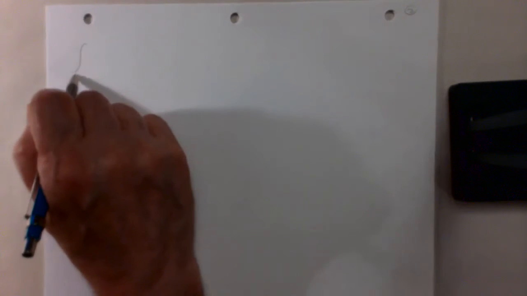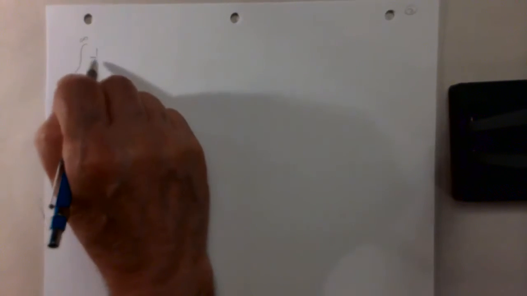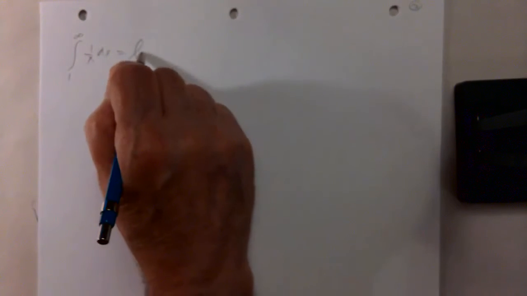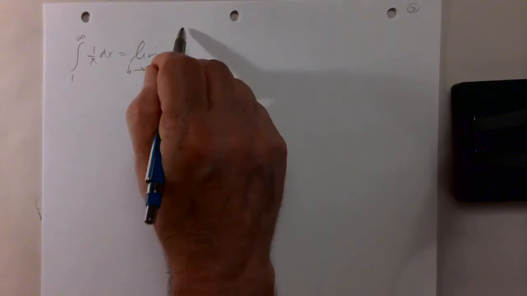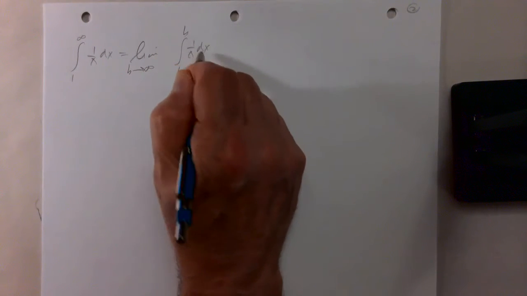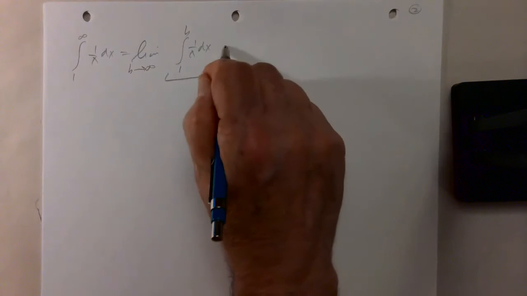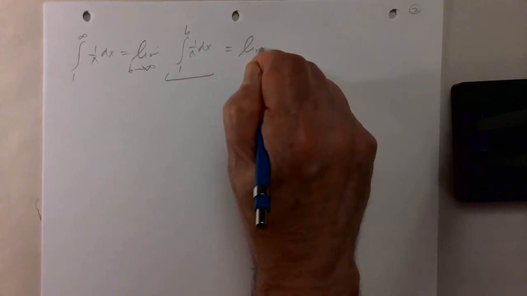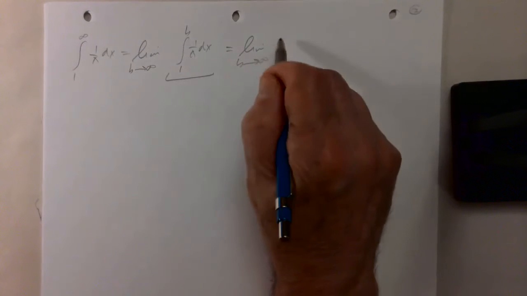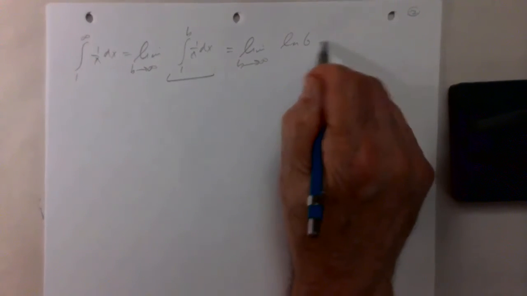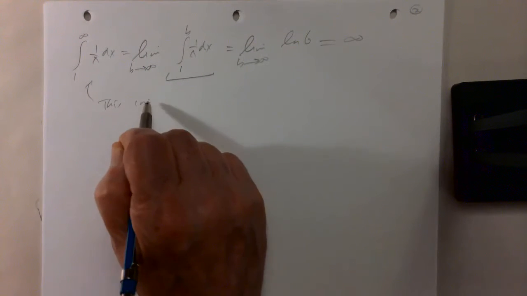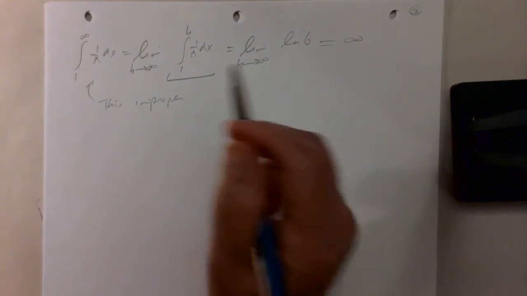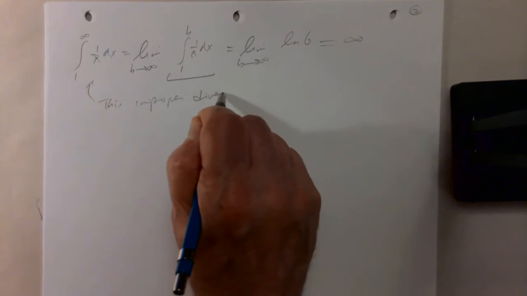Suppose we have the integral from 1 to infinity of 1 over x dx. So we take the limit as b goes to infinity of the integral from 1 to b of 1 over x dx. But we know this integral, this is just log of b. This is the limit as b goes to infinity of log b. And that's infinite. So this improper integral doesn't exist. You say it diverges.